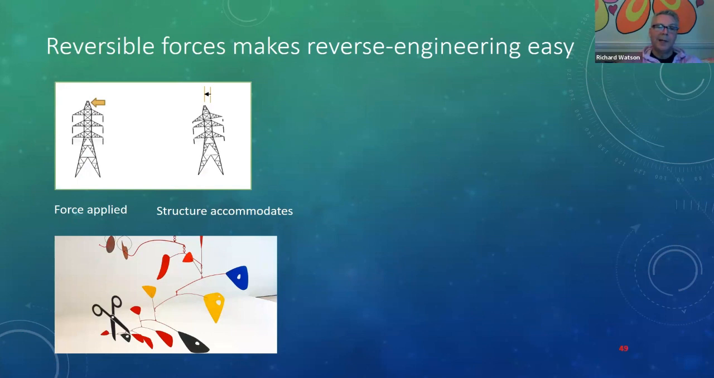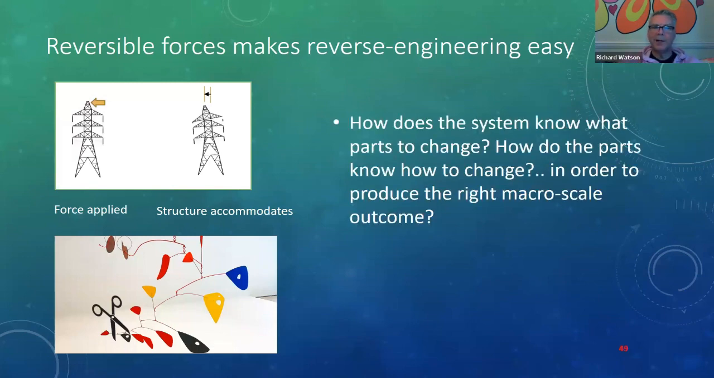If, for example, we apply a force to the top of a complicated structure like a pylon, push the top of it to the left, then the structure deforms to accommodate the forcing that it's experienced. That means that all of the struts and girders in the system give way a little bit or bend a little bit, and they bend in just the right way to accommodate to that structure. How does the system know what parts to change? How do the parts know that they're the parts that are supposed to change and the other parts don't, in order to produce the right macro scale outcome? In other words, a pylon that has adjusted to that environmental pressure.